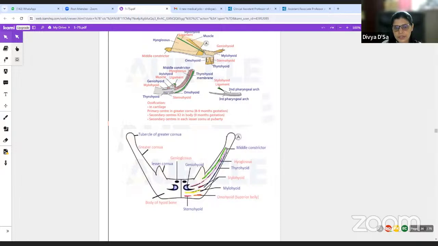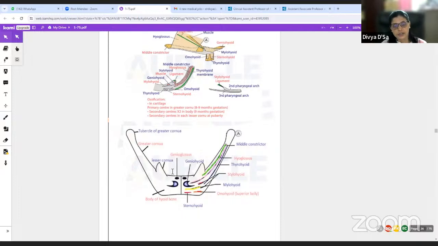So from this greater horn, we can see the attachments of the middle constrictor, hyoglossus muscle, the thyrohyoid, and here in the body, we have the stylohyoid, mylohyoid, and omohyoid superior belly is attached there. Okay, so here the geniohyoid and genioglossus muscles are attached.